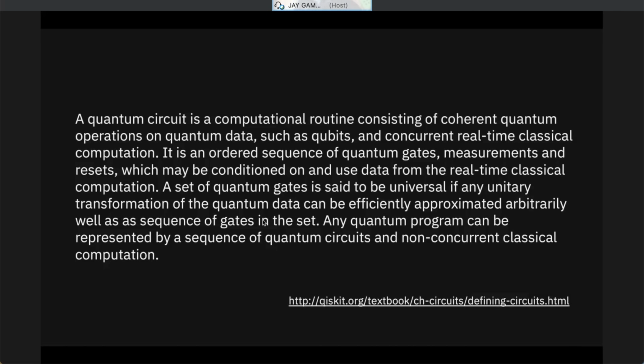I'm not going to read through it, except for basically to say it includes the unitary operations. It includes the ability to do real-time classical computation. It has to require, like the purists require, the ability that it can do a universal set. And in the end, I hint at that a quantum program needs to be represented by circuits and this non-concurrent classical computation. I will say that not everyone in our team is agreeing, and we're continually discussing. Some of us are purists, some of us are rebels. I'm finding myself in the center.